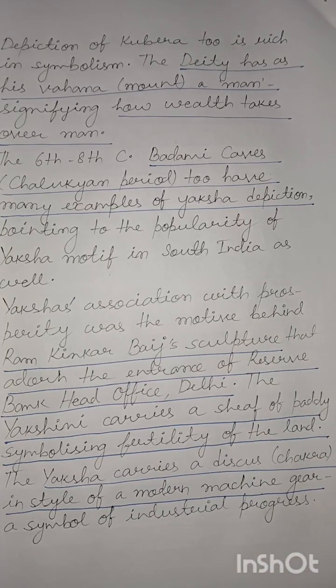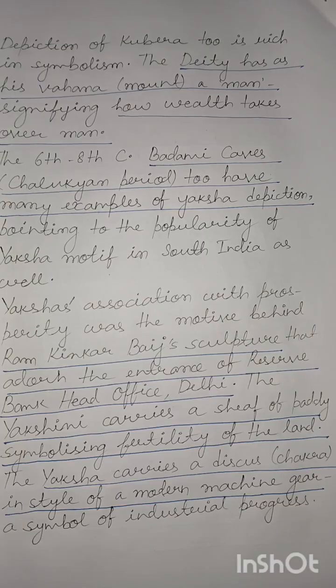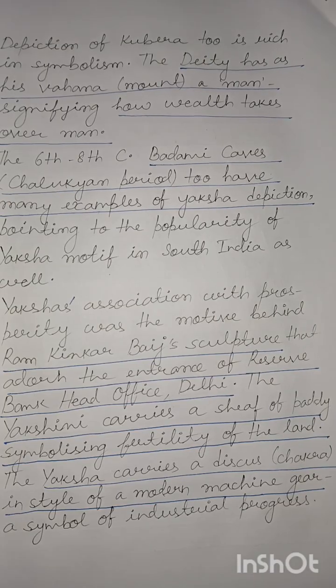So you can understand in the case of Ram Kinkar Baij's statuary what this signifies: the depiction of the Yakshini in this case signifies the fertility of the land, which is a very important factor for the productivity of the land, for the prosperity of the land. Moreover, the Yaksha is depicted here carrying a discus shaped like a modern machine gear, which would signify the modernity, the prosperity that would be brought by the industrial revolution for that matter.